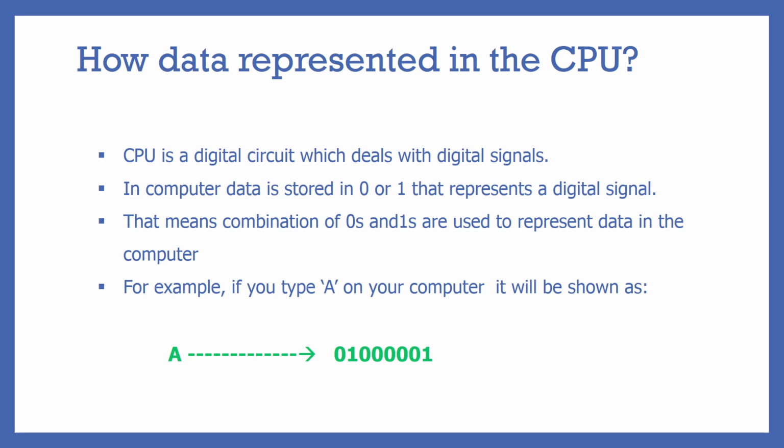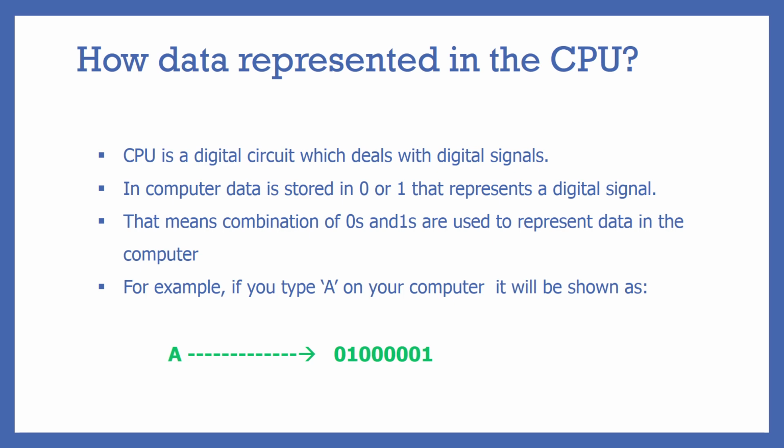So now let's see how data are represented in the CPU. As we all know, the computer deals with the binary digits 0 and 1. So the CPU is a digital circuit which deals with digital signals. The computer stores the data in the form of 0 and 1, that is a bit, and the combination of bits makes a byte. So the combination of zeros and ones represents the data in the computer.